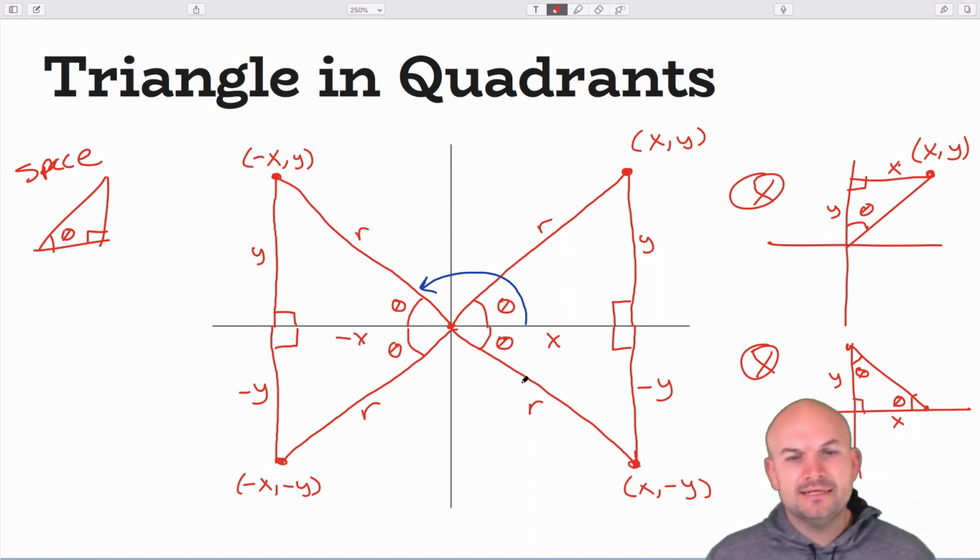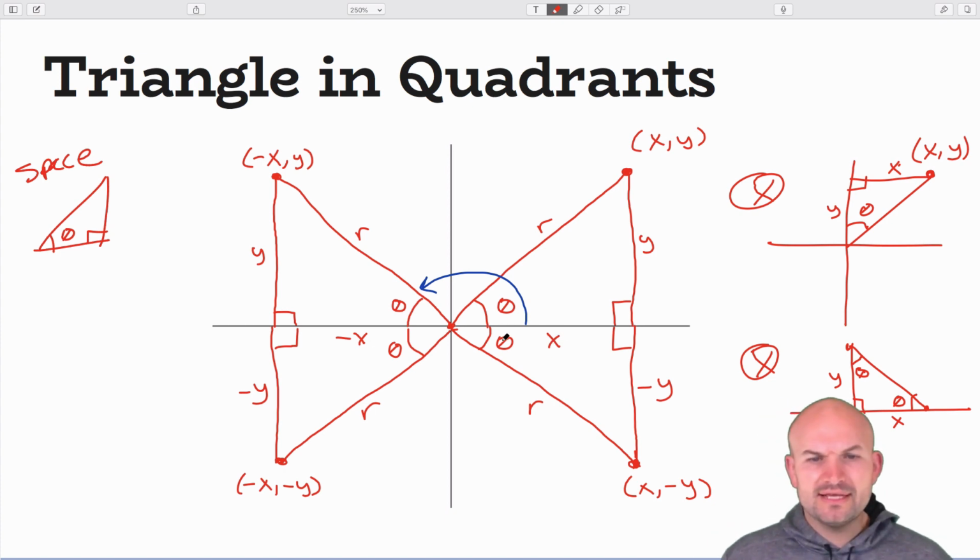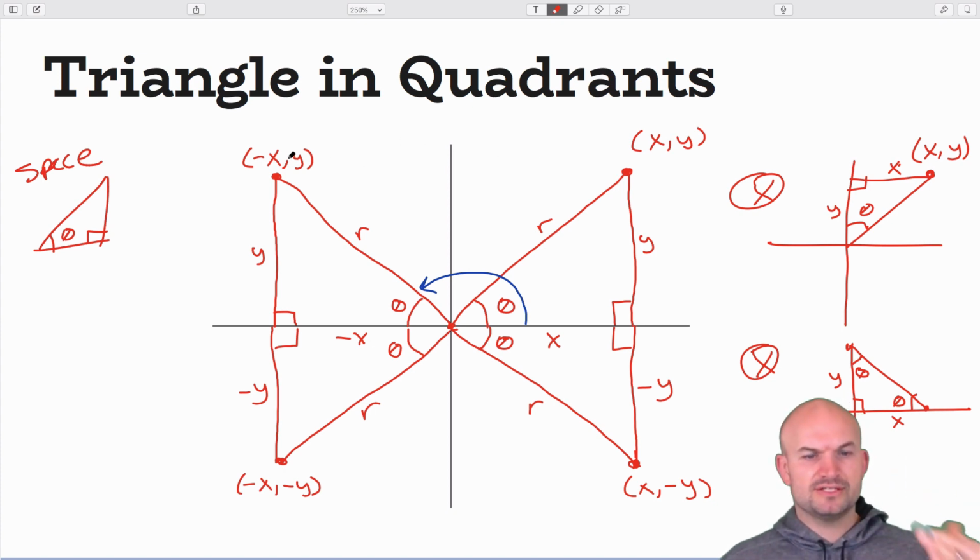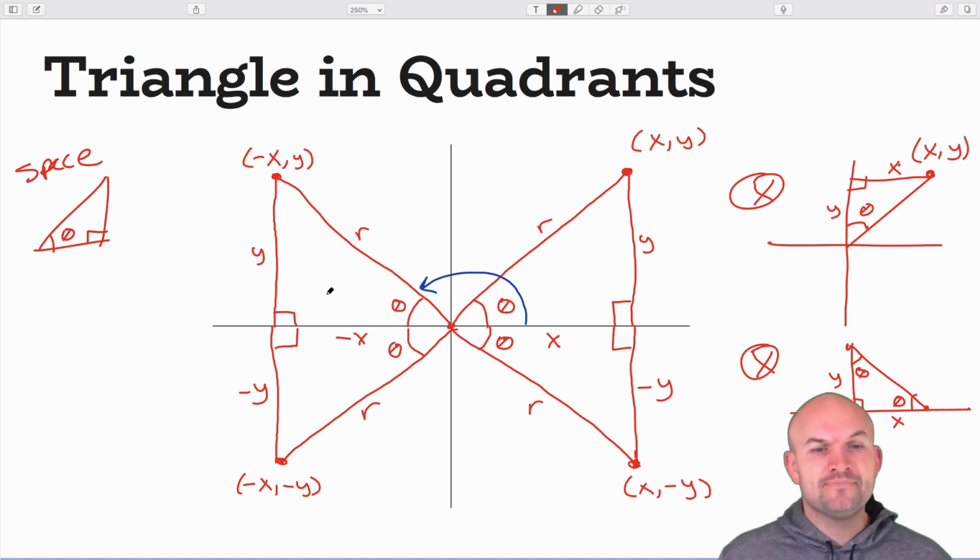And then the only other thing that I also talked about is, the difference here with all these triangles is they're just reflections. This is reflected about the y-axis, then this is reflected about the x-axis, and then you reflect it over. So you can see how the side lengths now change based on which quadrant they're in, right? But the one thing that does not change is r. R remains the same. R is always positive.